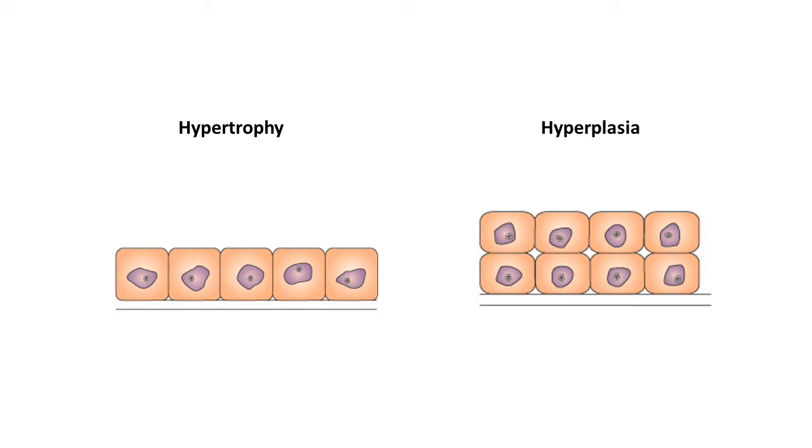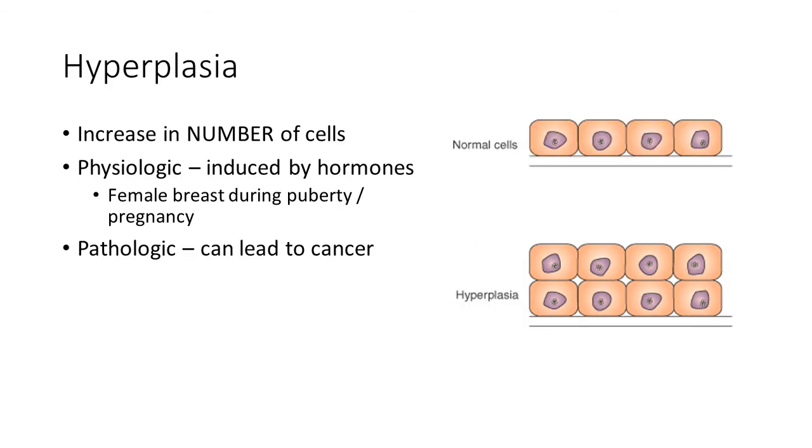On the other hand, in hyperplasia, the increase in size of the organ is due to increase in number of cells. If there are 4 cells, they multiply to 8. This number of the cells is increased. This again can be physiologic or pathologic. The example of physiologic is the hyperplasia induced by hormones. Example, female breast during puberty or pregnancy.